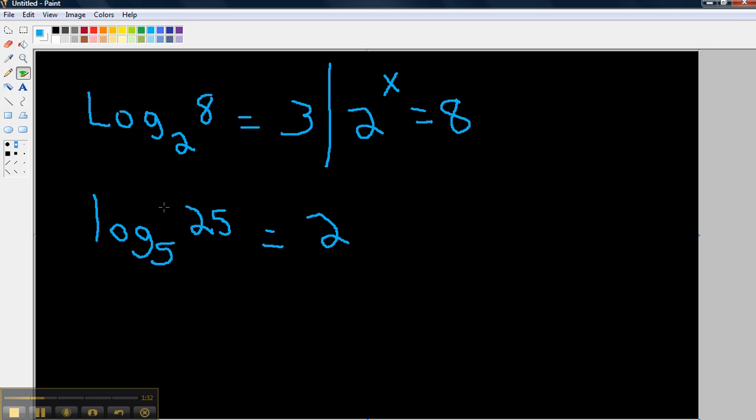Again, a log is nothing but an exponent. This represents an exponential function. This represents a log. These two functions, when graphed, are inverse functions of each other. We're going to look at that in a minute, but you need to have that basic understanding of what a log function is.